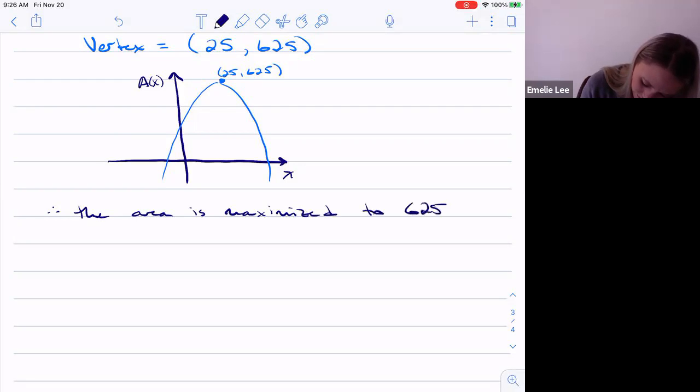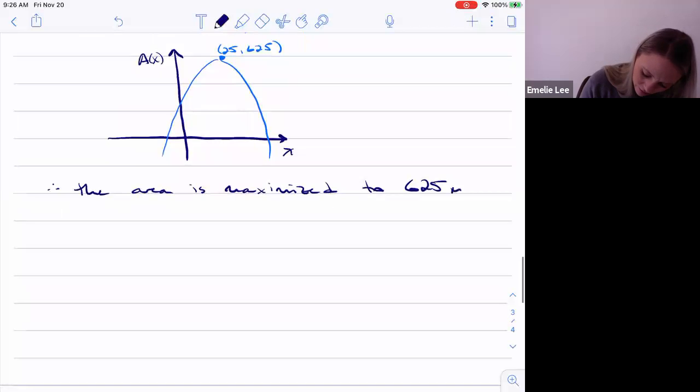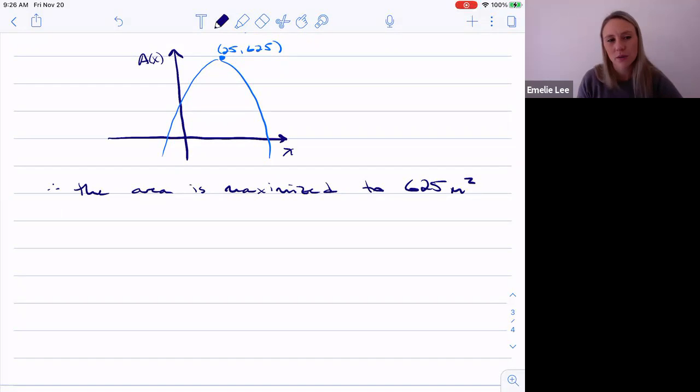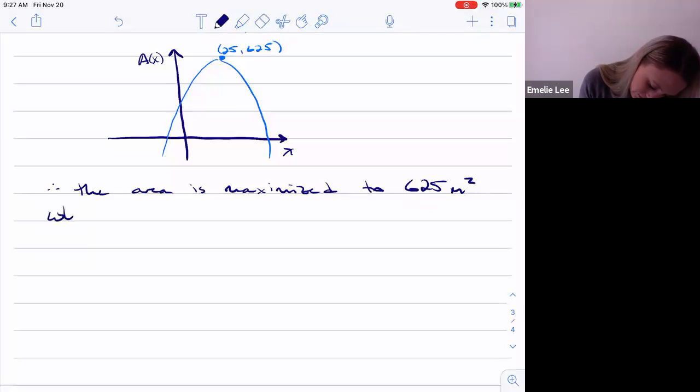So therefore, the area is maximized to 625. I'll say meters squared, right? Areas. I'm not too picky about units. I don't know if Shaun has units in here. Oh, he does have units in here. So I don't know how picky he is, but if you remember, that's great. But really, the area is maximized at 625 when x is 25.